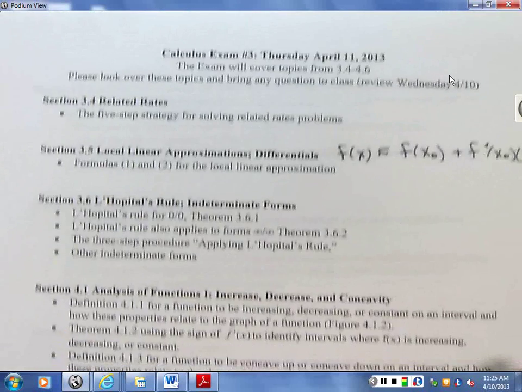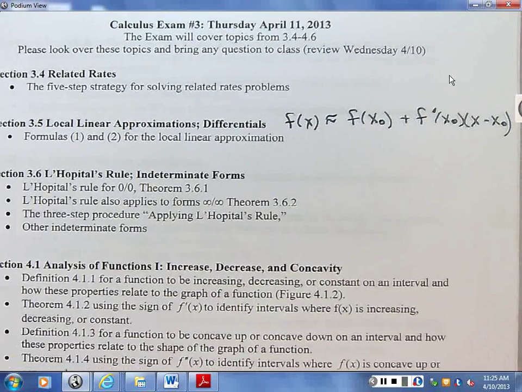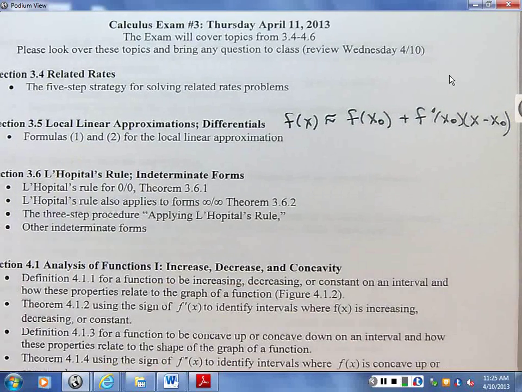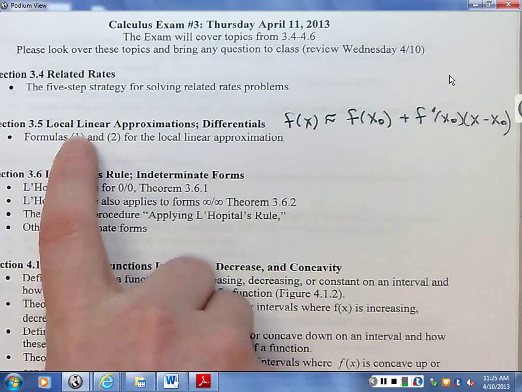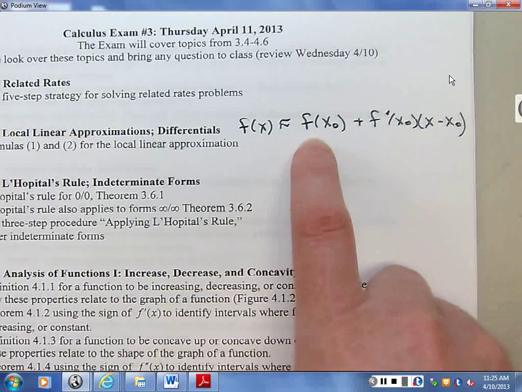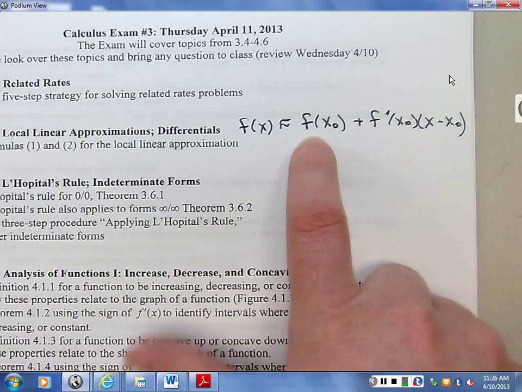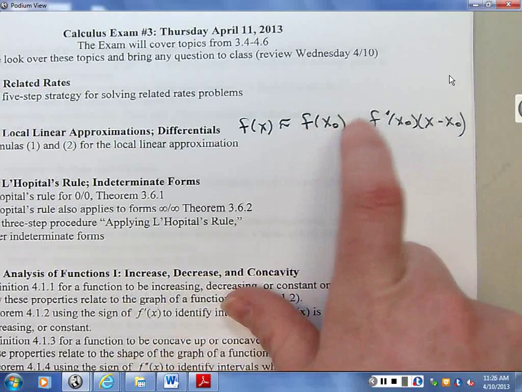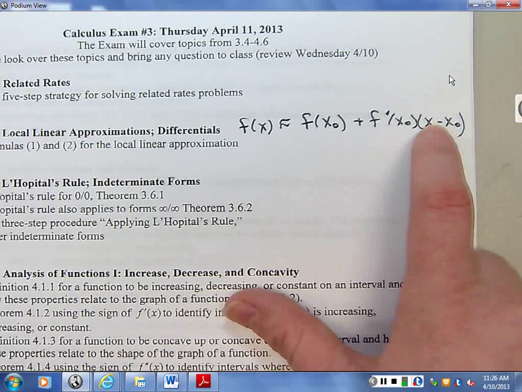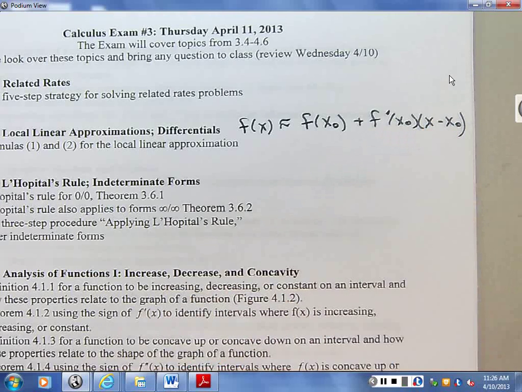Local linear approximation and differentials. Formula 1 and Formula 2 say the same thing. Formula 2 uses delta x. You don't have to use that. I know Wiley kind of forced you to replace it. It means the same thing. You can use either one of these. And if I want to approximate a function at a point, I take a point of the function I know, plus the derivative at the point I know times the point I want to find minus the point that I know.